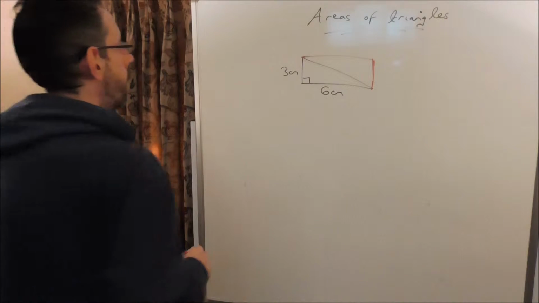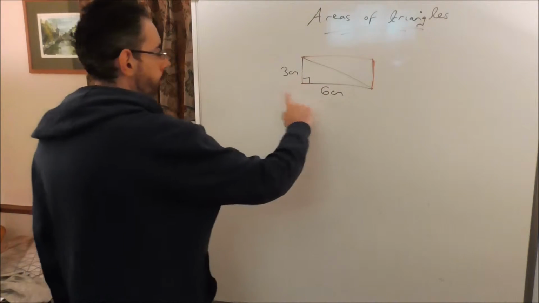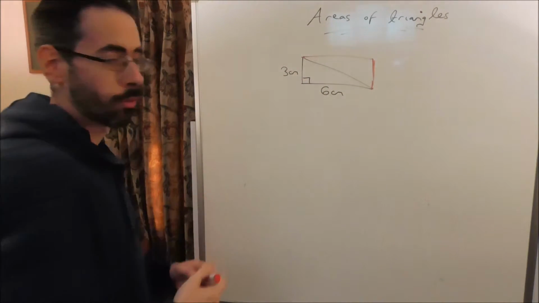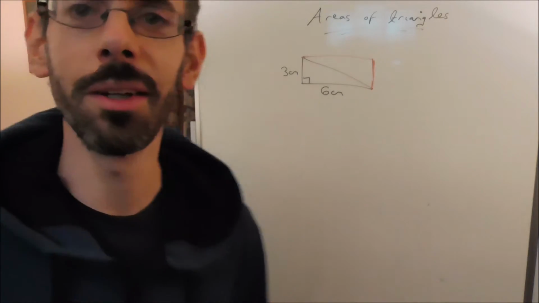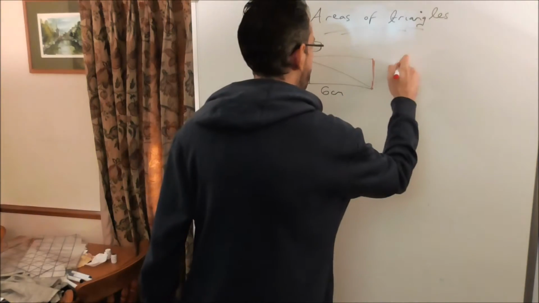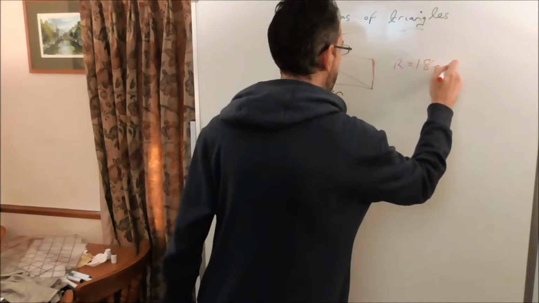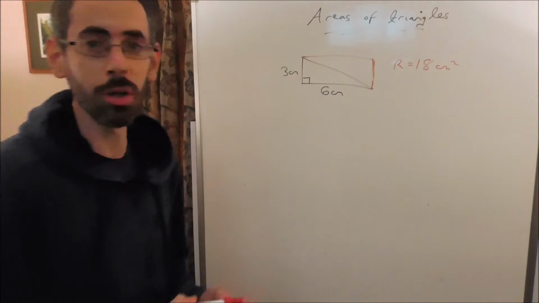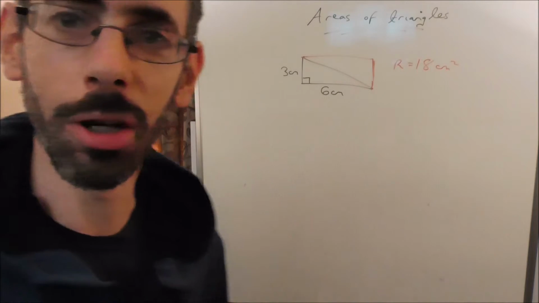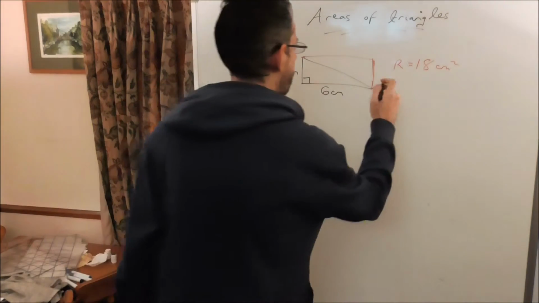So this rectangle has length and width of 6 and 3. So the area of this rectangle is just 6 times 3, which is 18. So the area of the rectangle is 18 square centimetres. And the triangle is half as big, so the area of the triangle is just half of 18, which is 9 square centimetres.